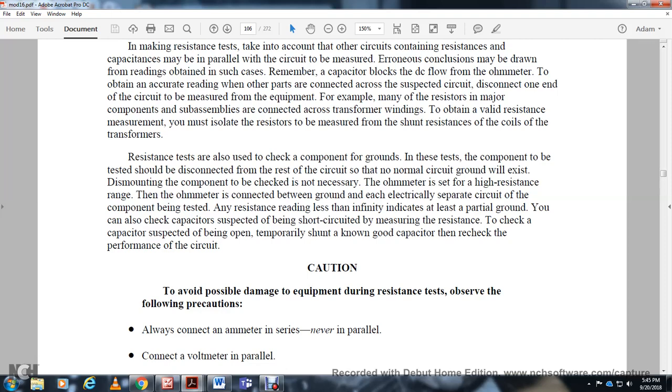When it is being tested, a resistance reading swinging to the left toward infinity indicates less of a partial ground. You can also use the ohmmeter on a capacitor suspected of being short circuited. Check a capacitor suspected of being open by temporarily shunting it with a good capacitor and rechecking the performance of the circuit.